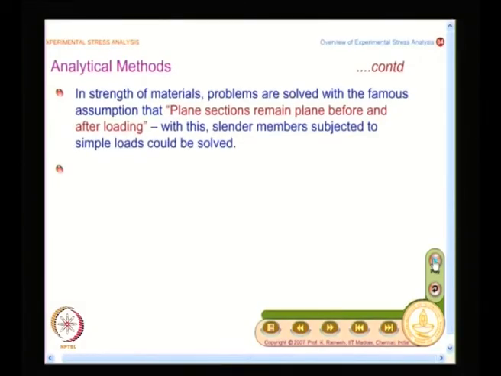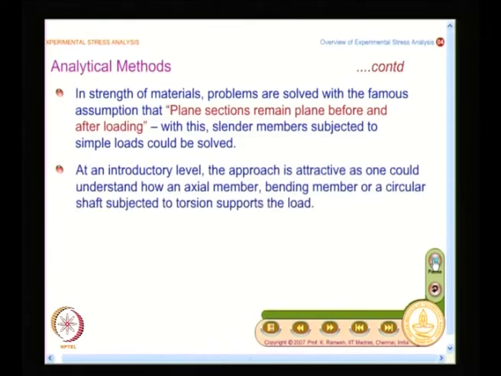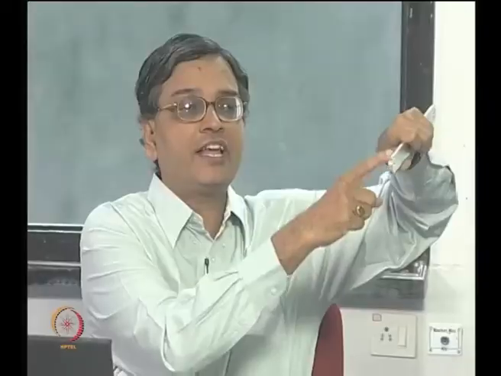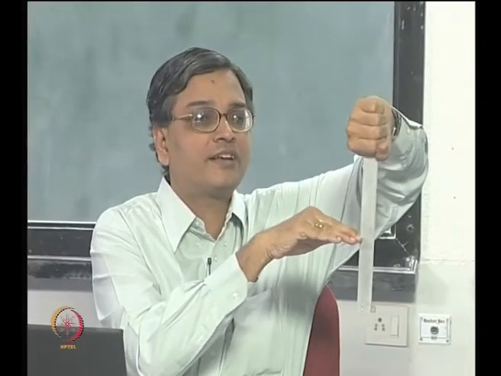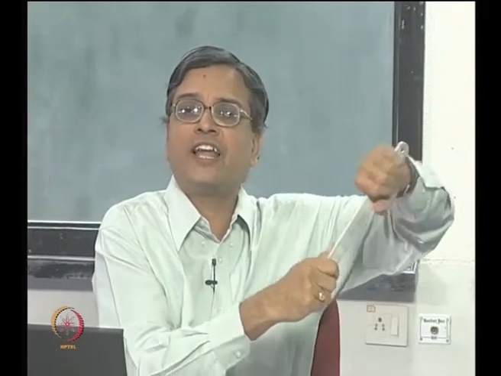So in a strength of materials course, you understand how an axial member, a bending member or a circular shaft subjected to torsion supports the load. In the case of an axial member, what do you understand? Suppose I take the cross section A and apply the load P, how is the force distributed? It is uniform, the entire cross section participates in the load sharing.